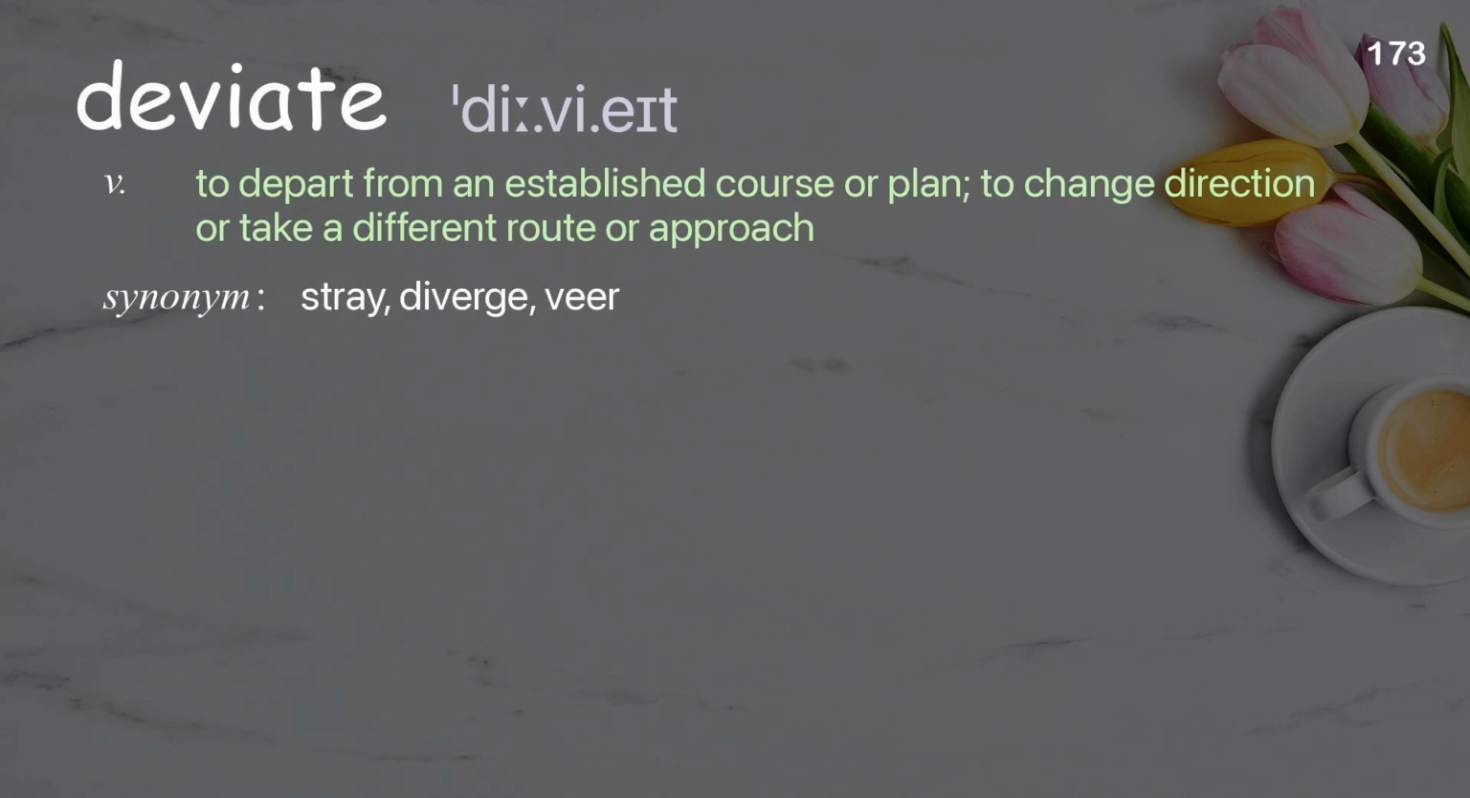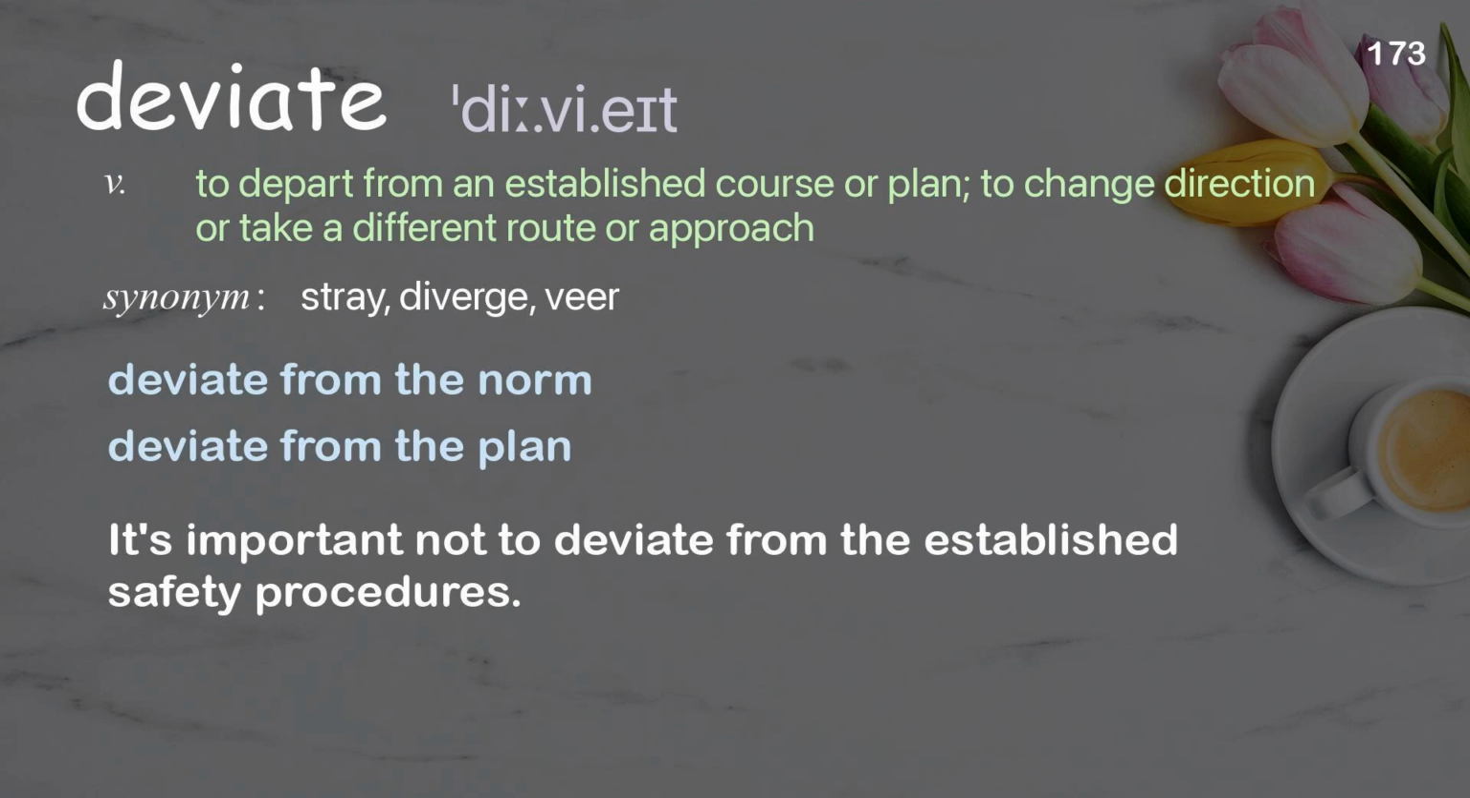Deviate. To depart from an established course or plan, to change direction or take a different route or approach. Examples: Deviate from the norm. Deviate from the plan. It's important not to deviate from the established safety procedures.